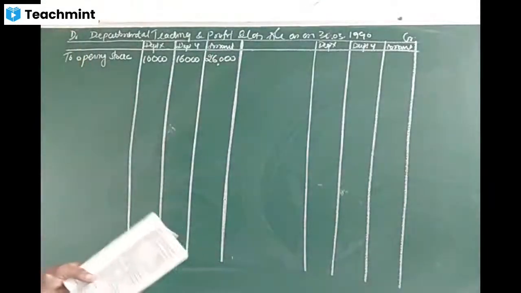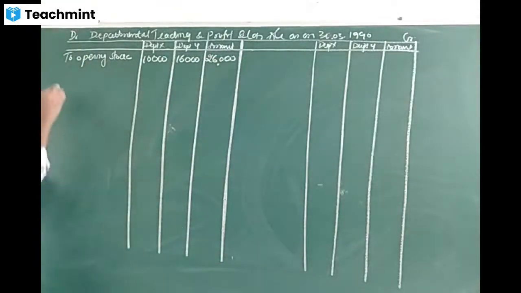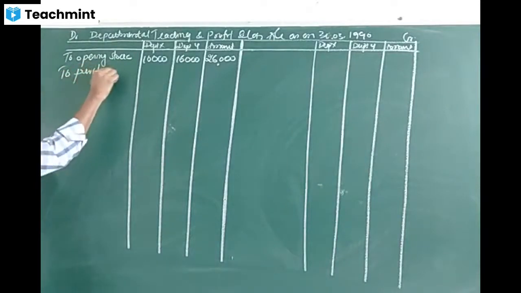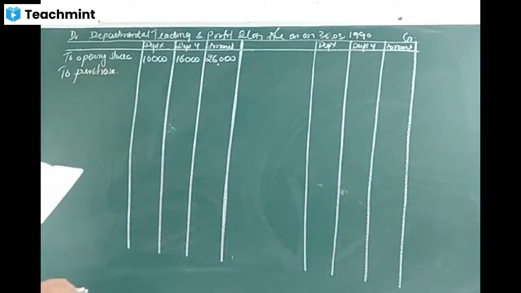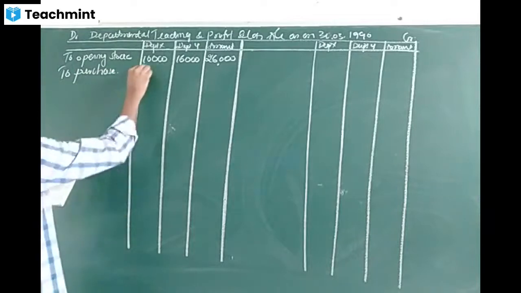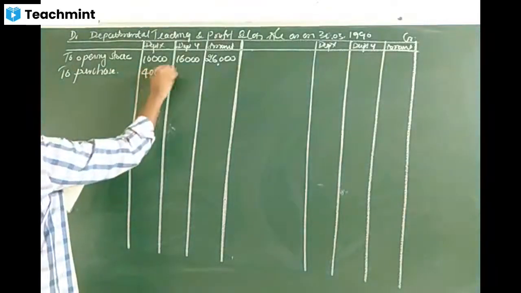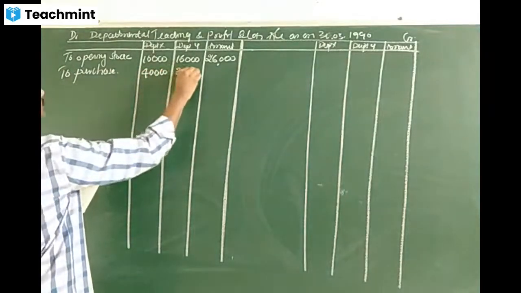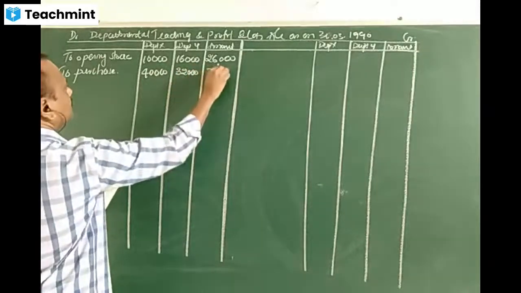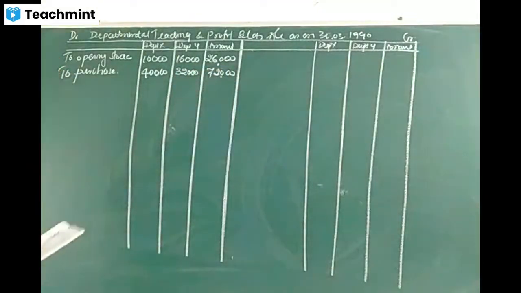After that they have given purchase. Purchase we have 40,000 and 32,000. Total will become 72,000.